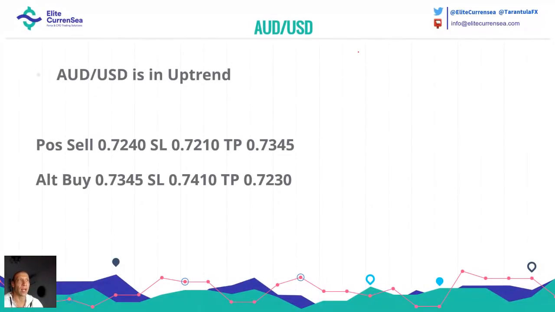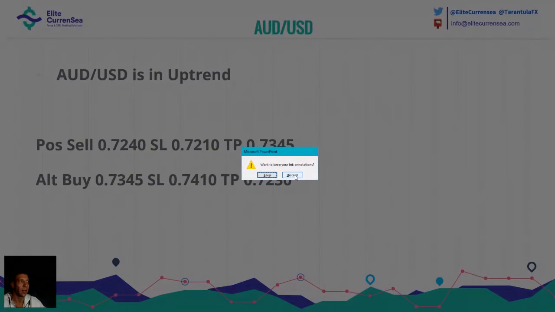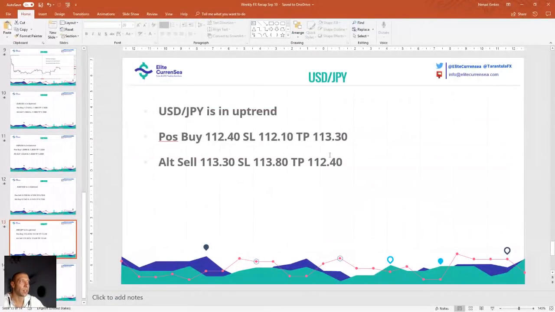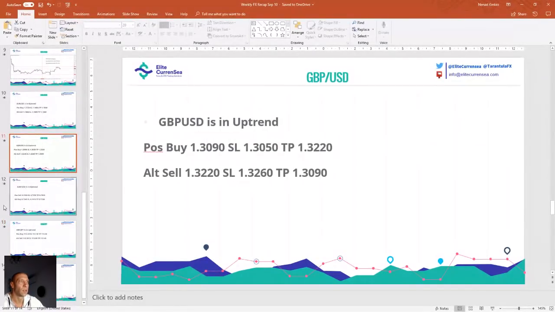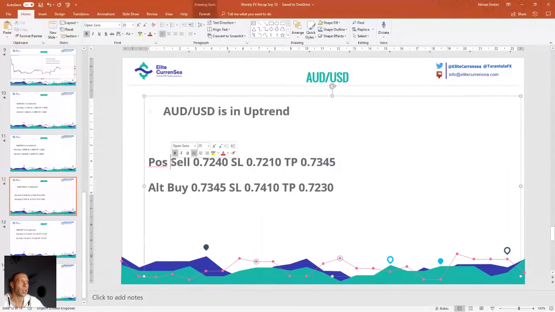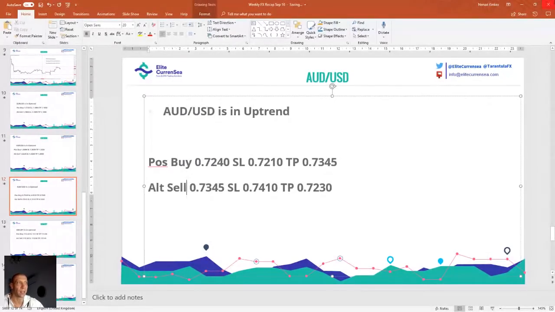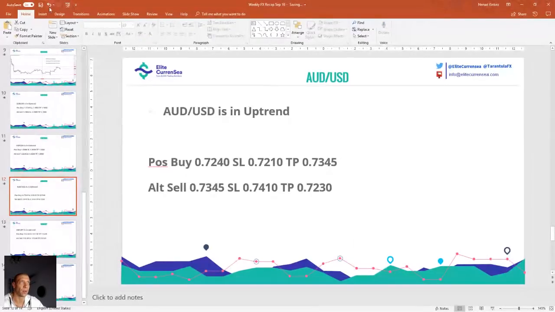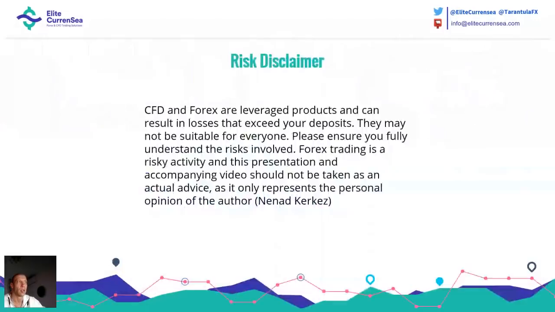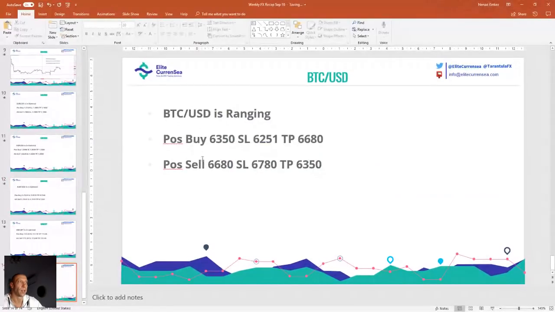Next one is the Australian dollar, possible sell. This is actually buy and this is sell. I need to change this really. Okay, I will just change this. Okay, the Australian dollar, positional buy. Yeah, I was just doing the analysis before I actually started the webinar, so there could be some typos, of course. It's normal. We will change it. No problem.